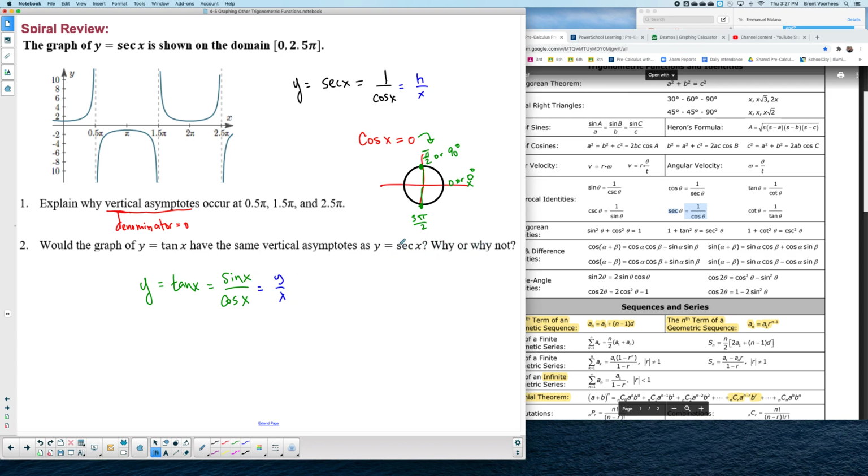Notice the x is in the denominator of both of these, so they'll have the same asymptotes because they both have cosine in the denominator. So same vertical asymptotes since tangent and secant have cosine in the denominator. That's your reasoning. Denominator. That's not how you spell it. Denom. Oh yeah, it was. Nator. Right there. There we go. So there's your answer to that one.